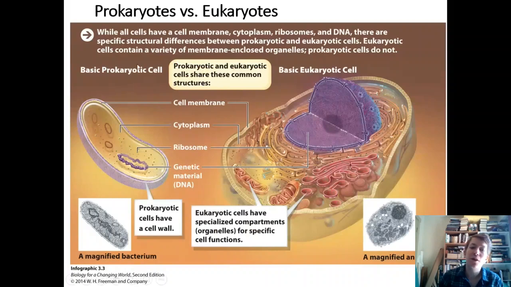So here's just a few comparisons between prokaryotic and eukaryotic cells. We said that the organelles with membranes around them, so that includes your nucleus, your ER, your Golgi, your mitochondria, chloroplasts, all of those are only in eukaryotic cells. Prokaryotic cells don't have them. Prokaryotic cells have a cell membrane, DNA, and ribosomes. They also can have cilia and flagella on the outside, as well as some things called pili that help them stick to each other.